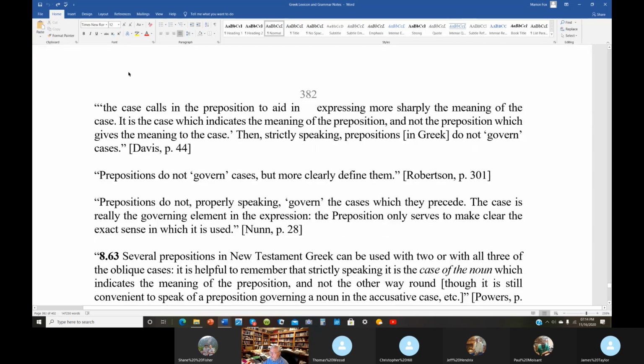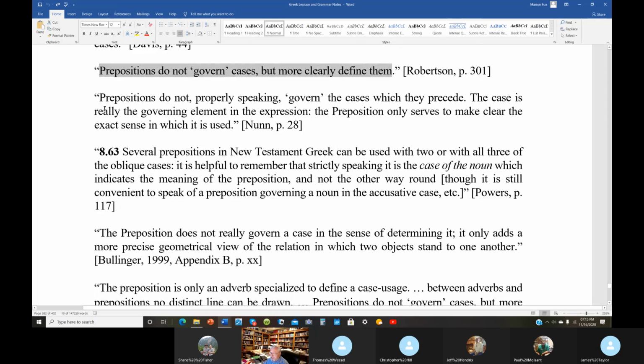Let's look at a couple of other points here. We can get the cart before the horse if we're not careful. We're going to look at some prepositions right quick. We'll probably lap over just a little bit. But the case calls in the preposition to aid in expressing more sharply the meaning of the case. It is the case that indicates the meaning of the preposition and not the preposition which gives meaning to a case. Then strictly speaking, prepositions in Greek do not govern cases. Is that clear? Don't get it backwards. Prepositions do not govern cases, but more clearly define them. That's Robertson: prepositions do not, properly speaking, govern the cases which they precede.